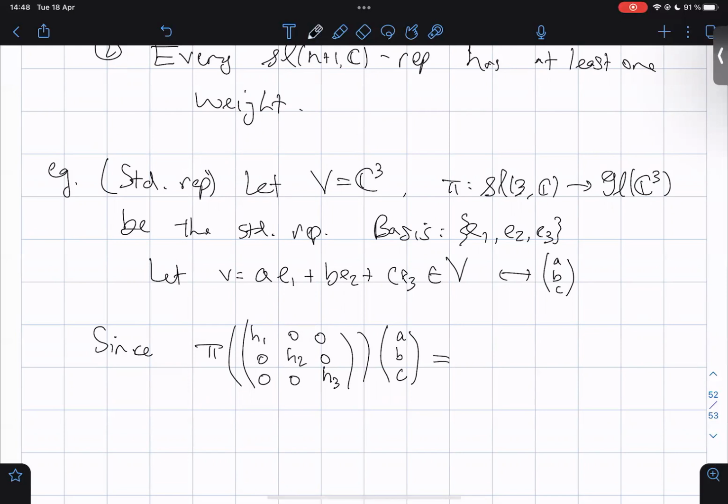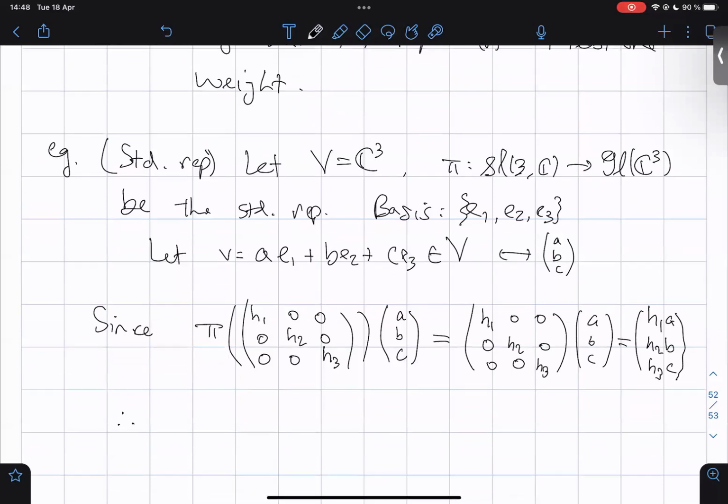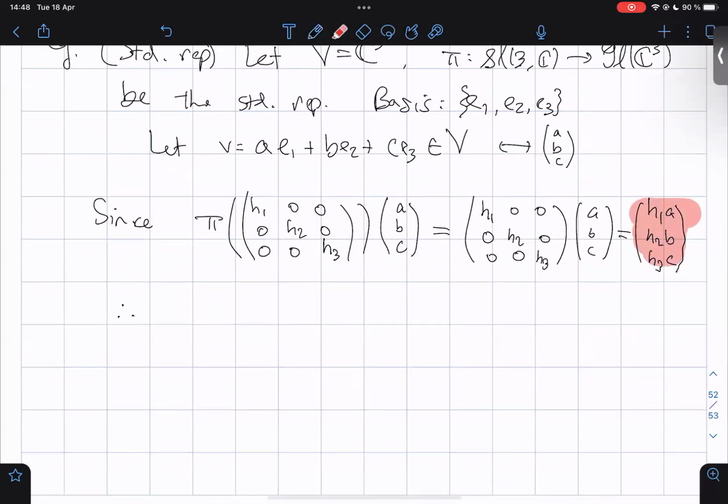How does it act? Well, just in the obvious way. You just regard it as a 3x3 matrix and let it act on A, B, C. And so you have H1 A, H2 B, H3 C. So from this output formula right here, we get now a list of weight vectors and their corresponding weights.